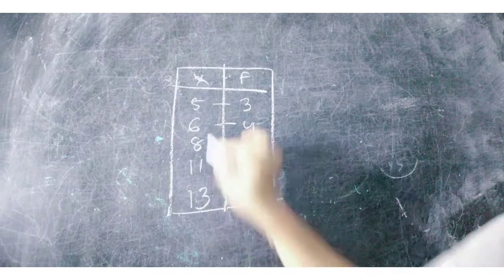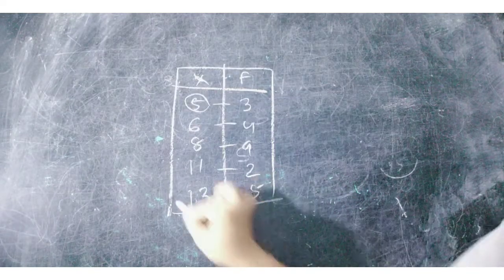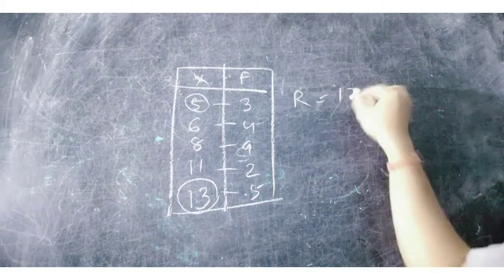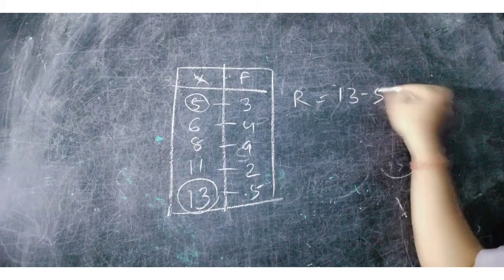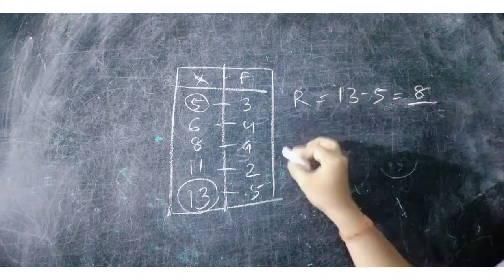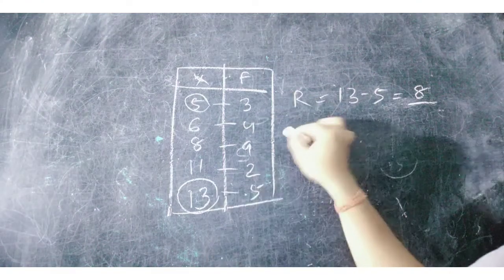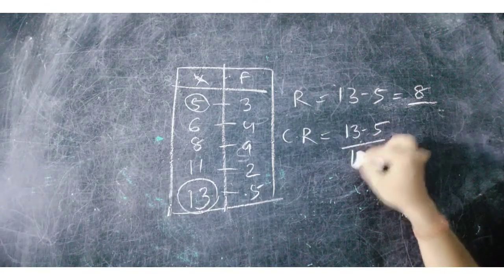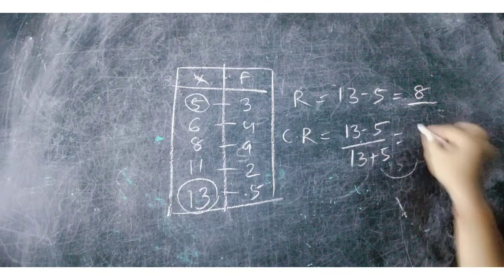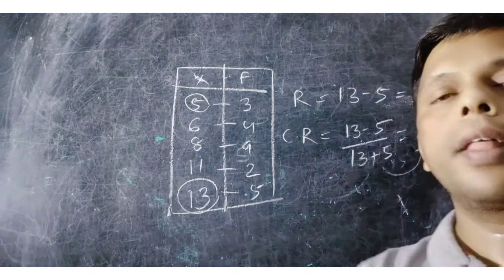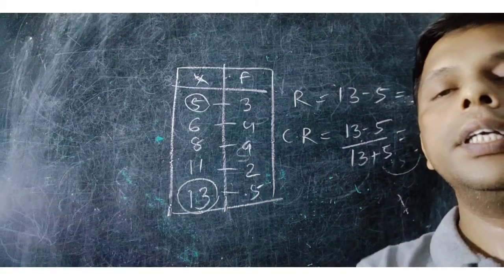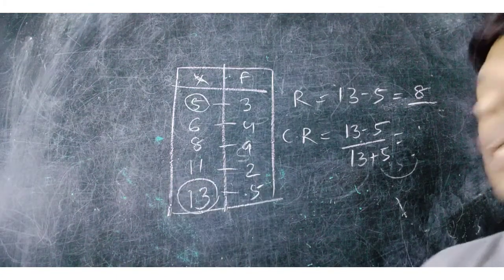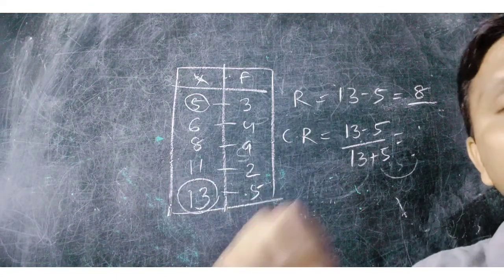What is the smallest value? 5. The largest one is 13. The range is equal to 13 minus 5, that is 8. Then the coefficient of range is equal to 13 minus 5 divided by 13 plus 5, whatever the value may be. So this is the range. It is all about the topic today, a very small topic.